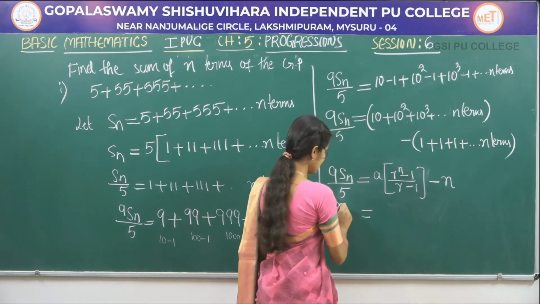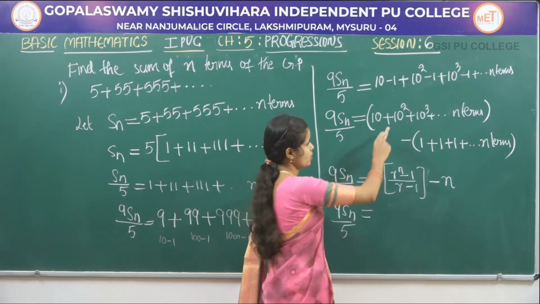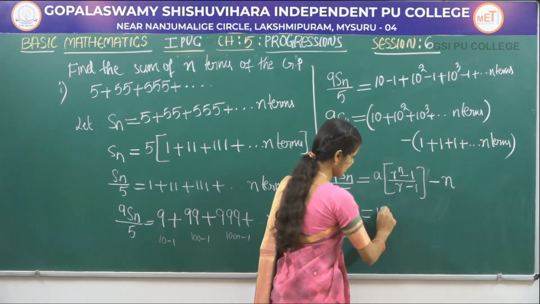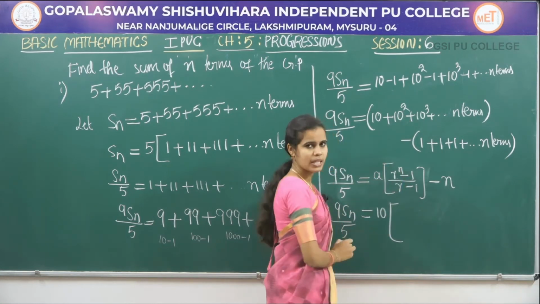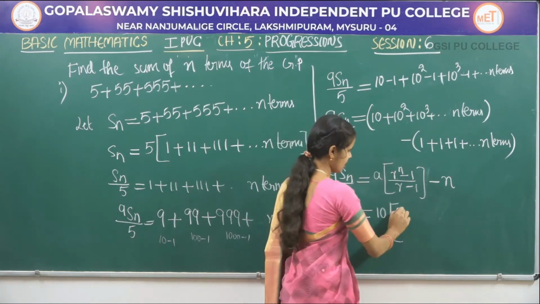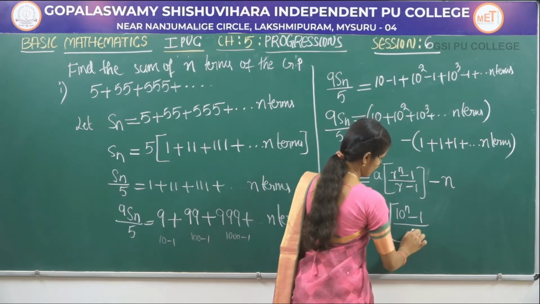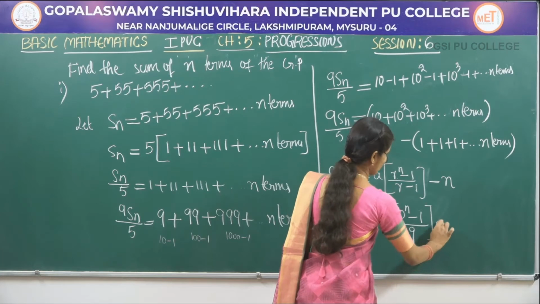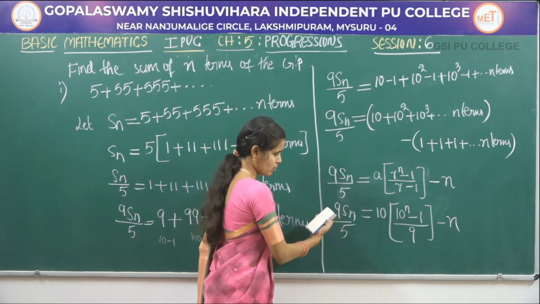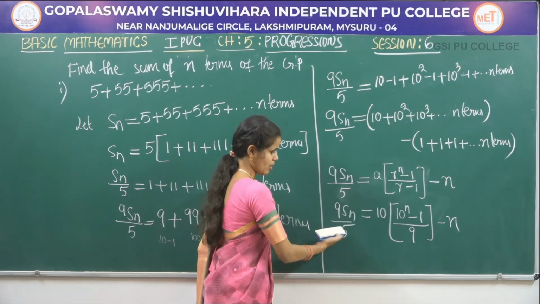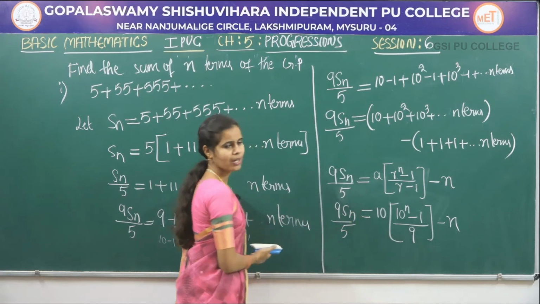So 9Sn by 5 is equal to, in this series A means 10, R means common ratio, 10 square divided by 10 is 10, so 10 to the power of n minus 1 by 10 minus 1, which is 9, minus n. Now we want Sn, so cross multiply here. Take this 9 by 5 to the right side.